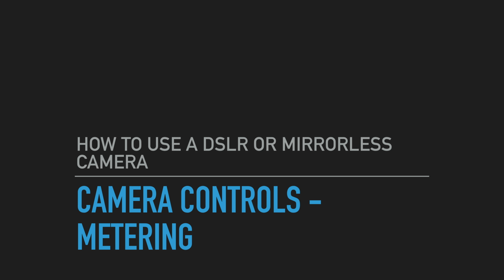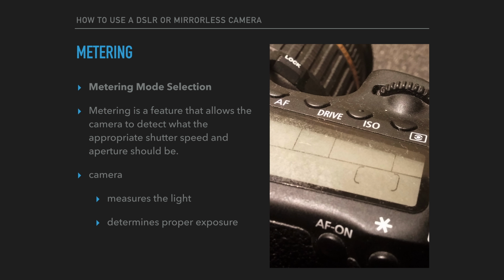Metering. In this section, we describe several metering mode options, which most cameras have as an option to meter exposure. On Canon cameras, there is a metering mode button and a dial that can be rotated to select from different options.